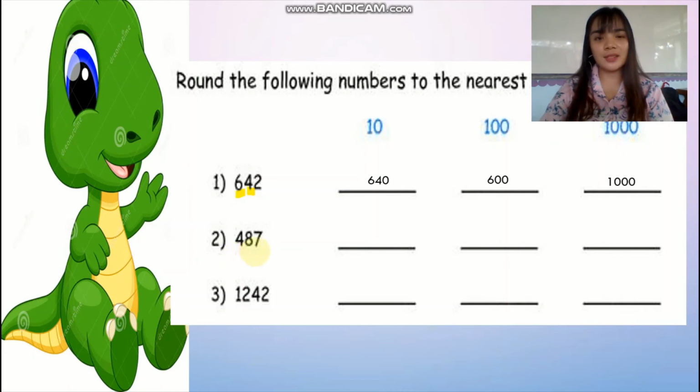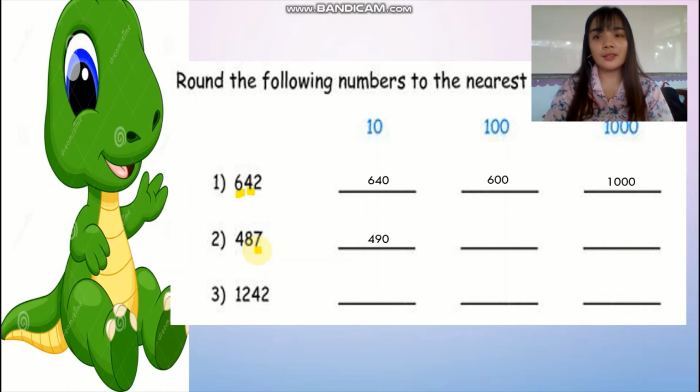Next we have 487. So round to the nearest 10. Let's see the ones place. So 7. Where are we going to round it off? Is it in 480 or 490? Our answer is 490. Very good.